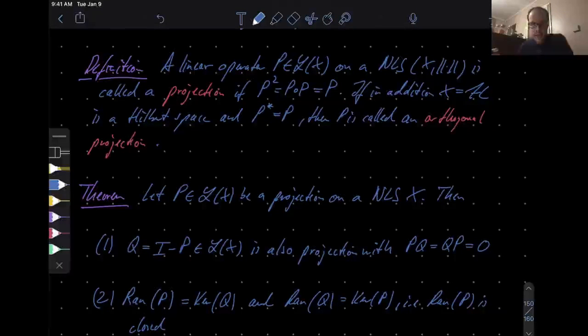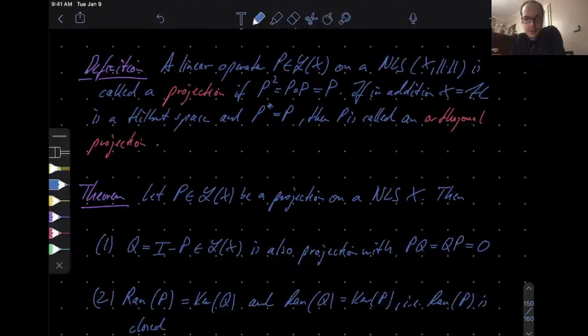Hello and welcome back. We started discussing projections. The definition is still up here on the slide. So a bounded linear operator on an arbitrary normed linear space is a projection if and only if you apply it twice and it gets you back to the original P.